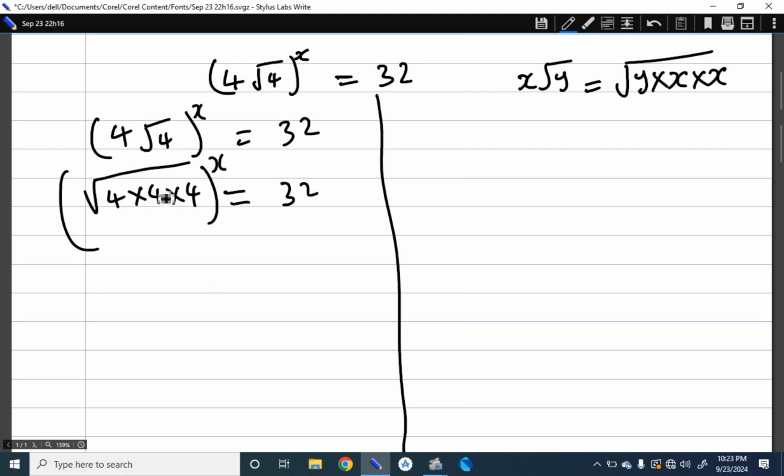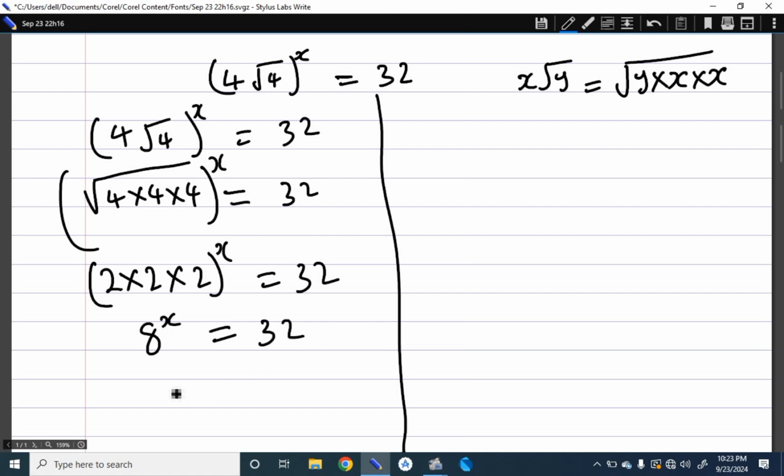Now the square root of 4 is 2, the square root of 4 again is 2, and the square root of 4 again is 2. Then everything is raised to power x is equal to 32. If you multiply everything, you're going to see that this is 8 raised to power x is equal to 32. Now let us break 8 down.